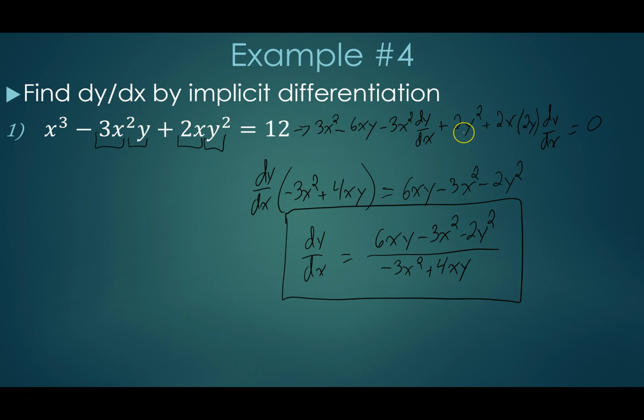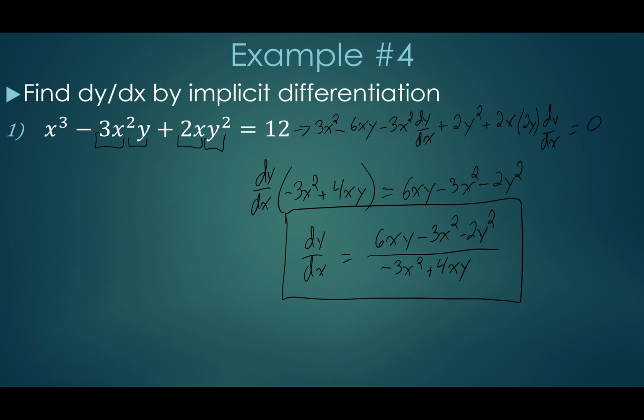So the dy/dx I leave on the left-hand side and factor it out, leaving negative 3x squared plus 4xy with our dy/dx. And to move everything else over, that's why it's a positive 6xy, negative 3x squared, and a negative 2y squared. We then divide by the factored expression to get 6xy minus 3x squared minus 2y squared, all divided by negative 3x squared plus 4xy.